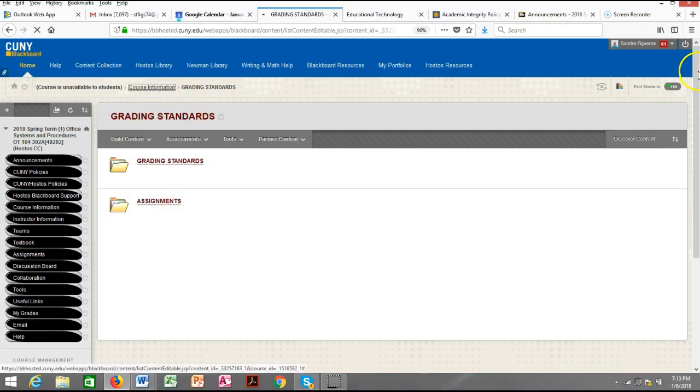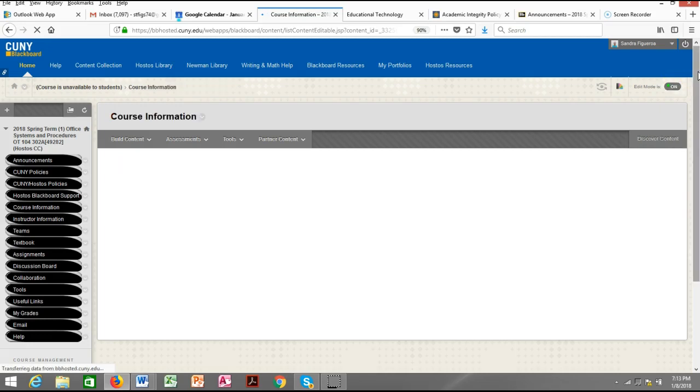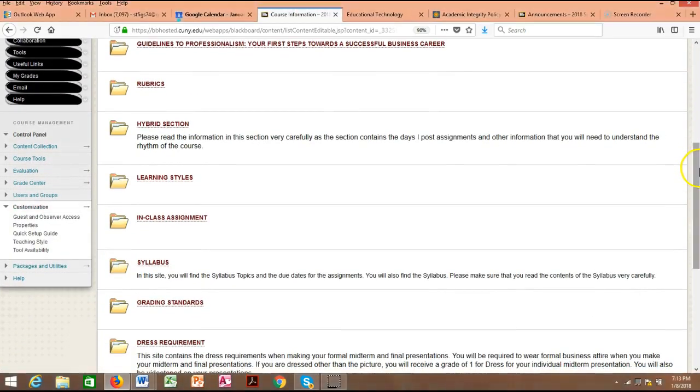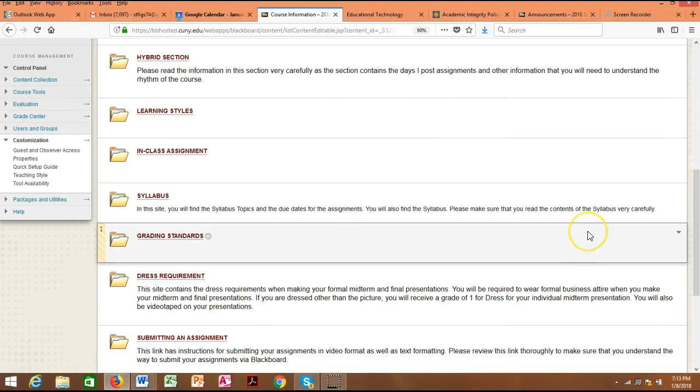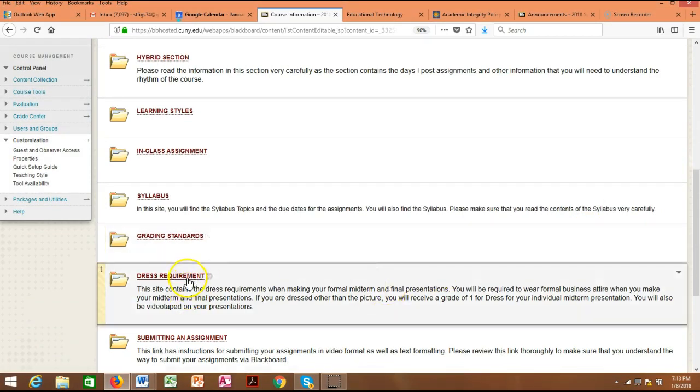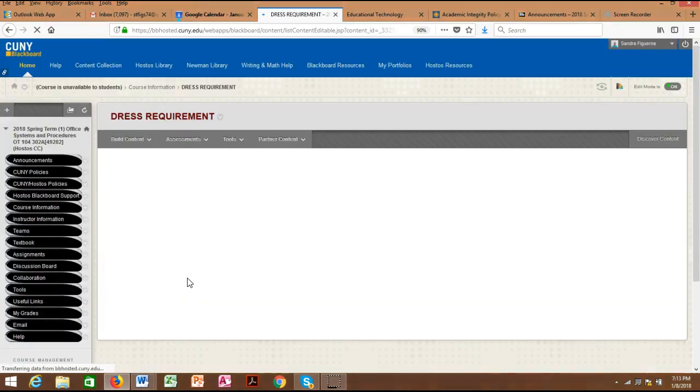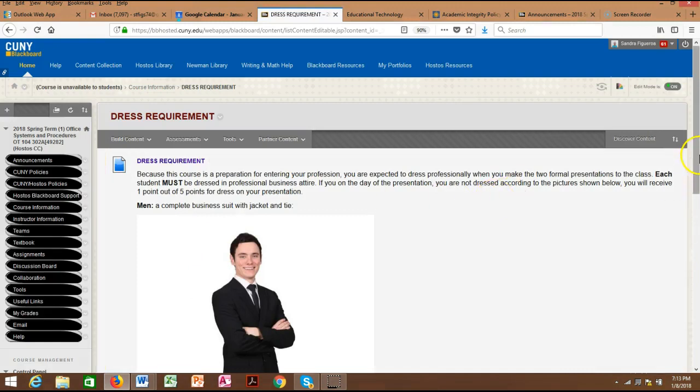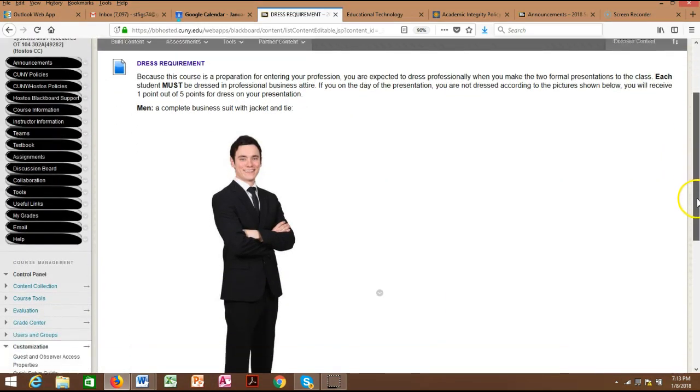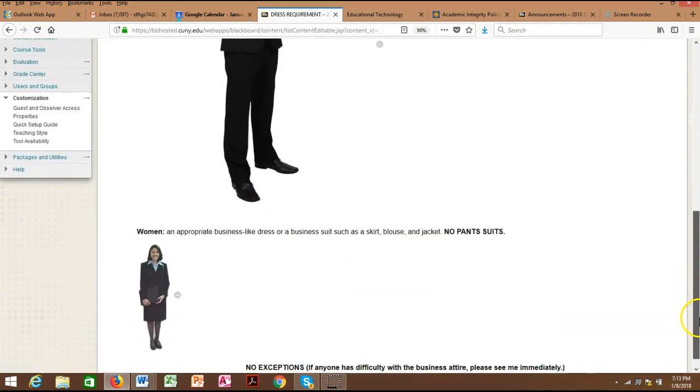Okay, let's continue with the course information. This is extremely important as well. Dress. You are going to make your formal midterm and final presentations. Anytime you make a presentation, you have to be dressed. So you're going to be dressed twice for the entire semester. And I expect all the men in the class to look like this, to be dressed like this, and the women in the class to be dressed like this.